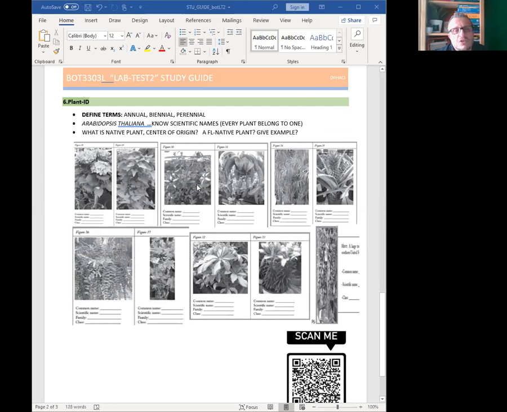And we have these 2, 4, 6, 8, 10 specific plant ID lab plants. And then you need to remember their names. And then you need to remember their scientific names. And also we have Magnolia here, which is the plant of the week.